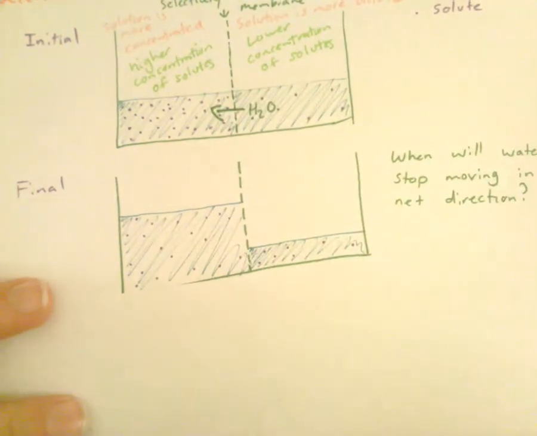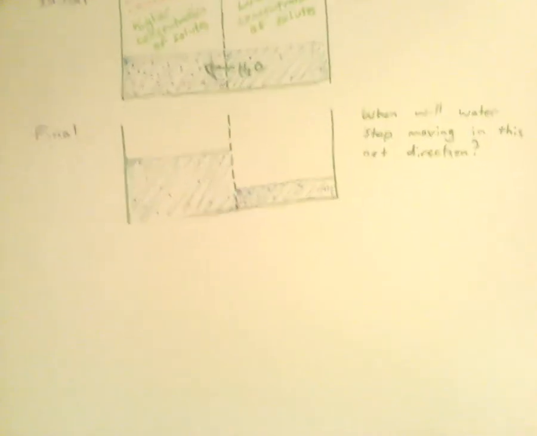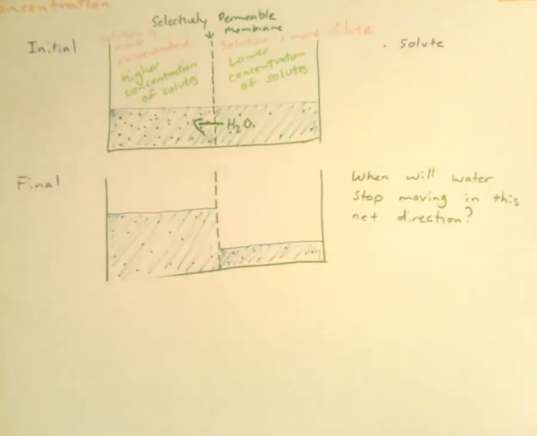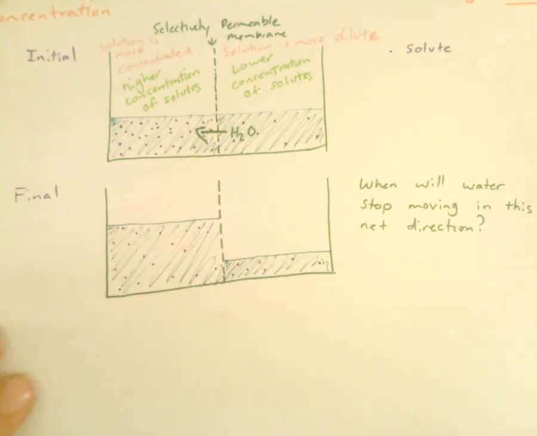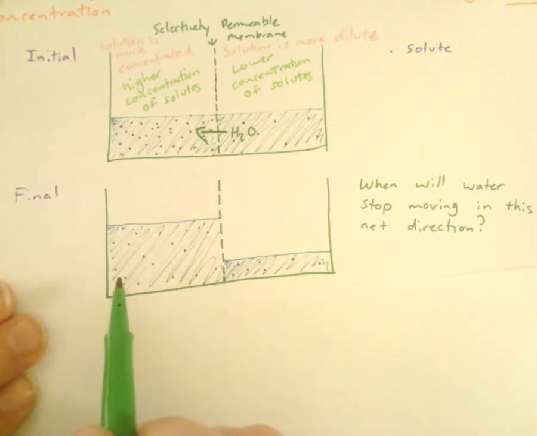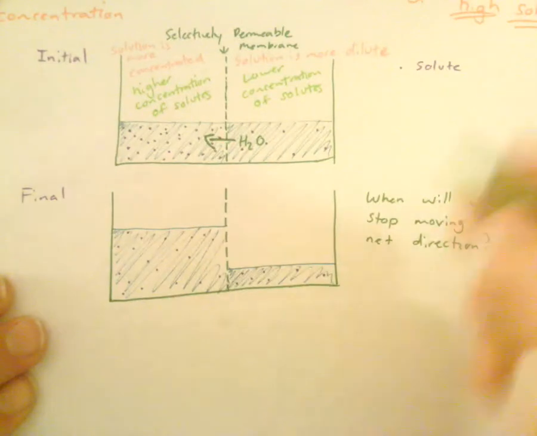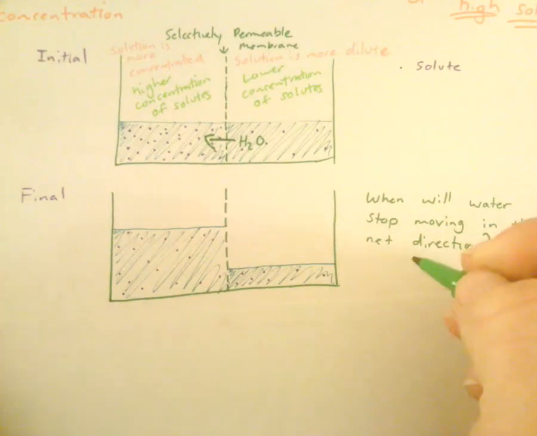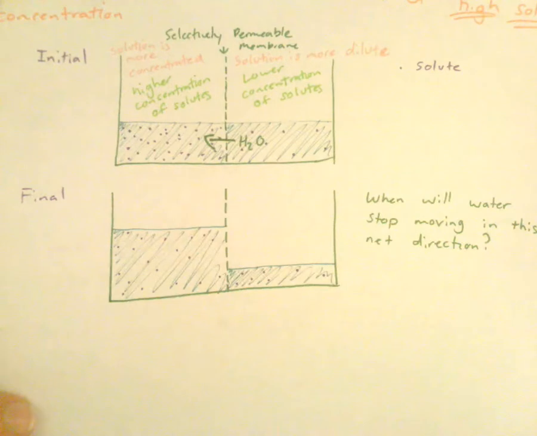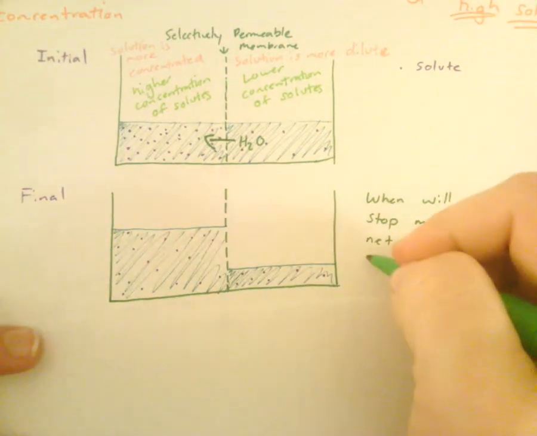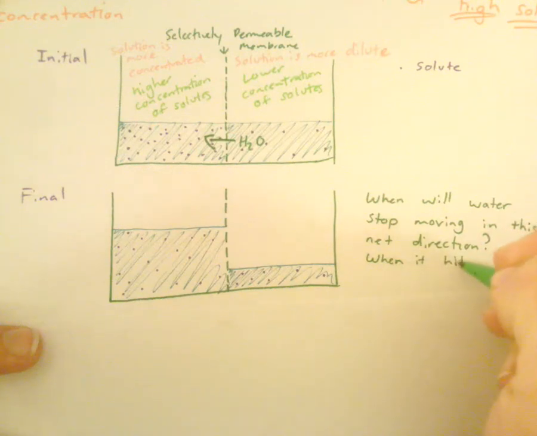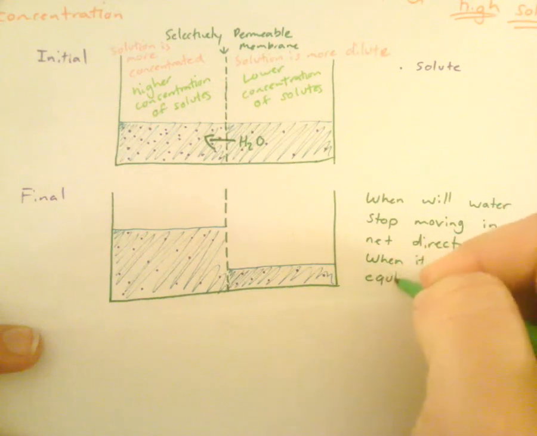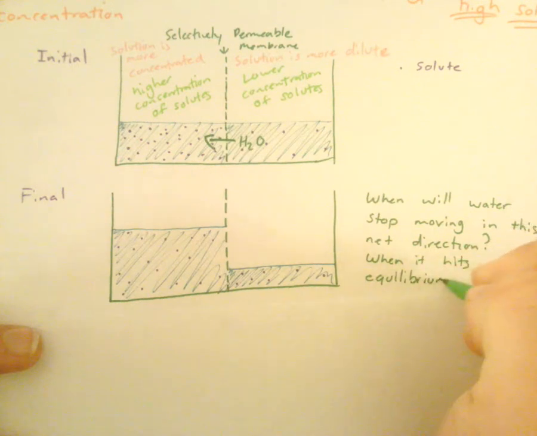So our question off to the side simply says, well, when will the water stop moving in this net direction? So when will it stop moving toward the left in order to dilute this solution? Okay, so really we're trying to think about what's that point of balance called? And if you remember, the point of balance is, okay, when it hits equilibrium.